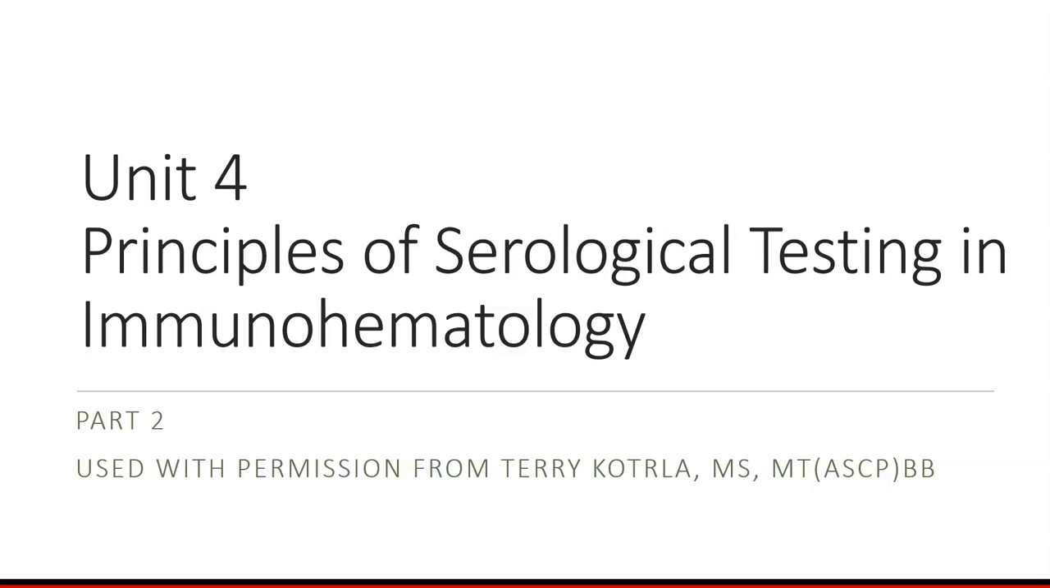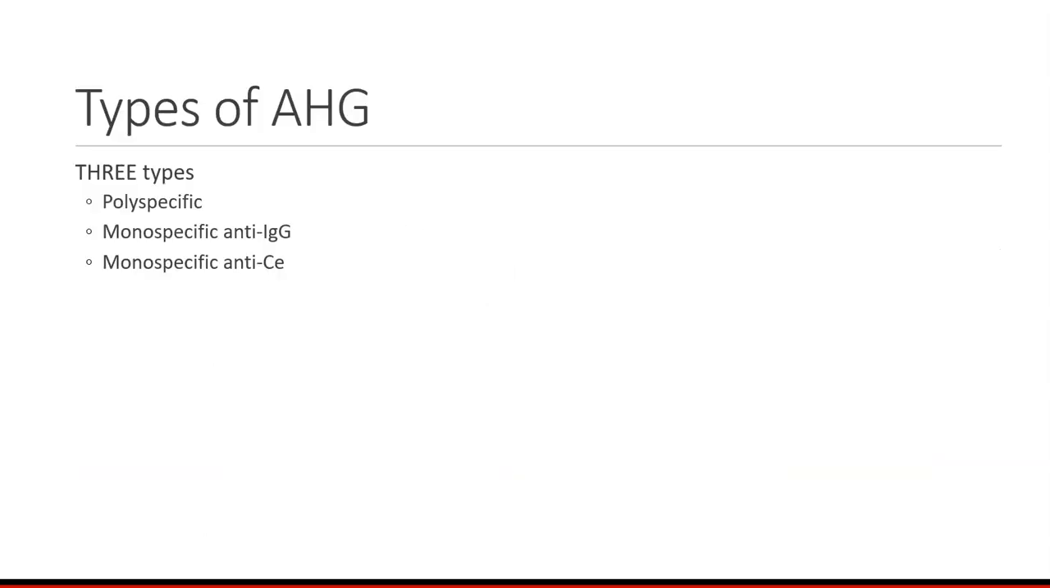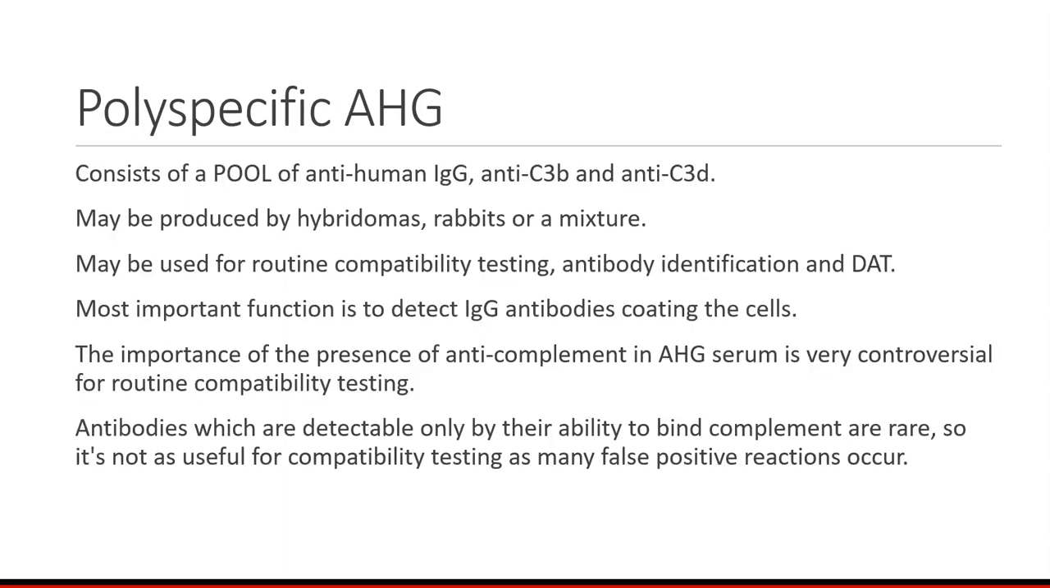Continuing on with part 2 of Principles of Serological Testing. We've talked about the preparation of anti-human globulin serum, and now we're going to talk about the 3 types: polyspecific, monospecific anti-IgG, and monospecific anti-C3. First, we'll talk about polyspecific.